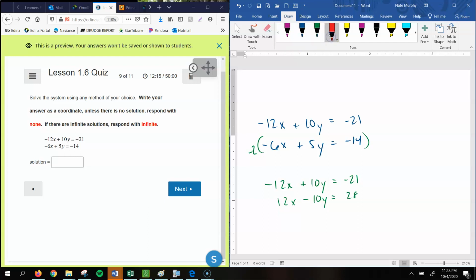So now when I add these two together, again, just like a couple problems ago, the x's disappear and the y's disappear, leaving us with 0 on the left. But on the right, negative 21 plus 28, that's a positive 7. And that is not true. 0 does not equal 7. That is a false statement. So this is a scenario where we would say our answer would be none. There are no solutions.